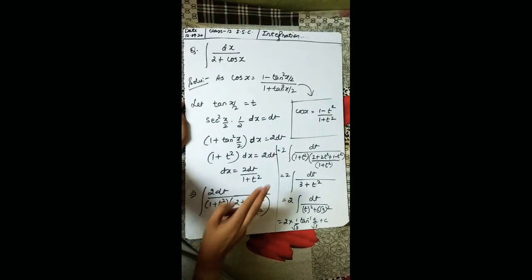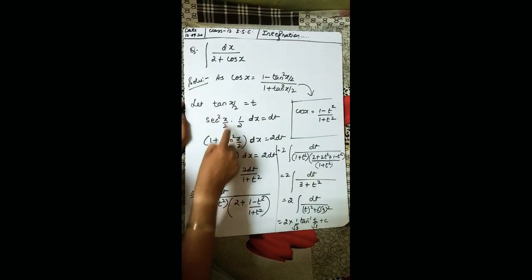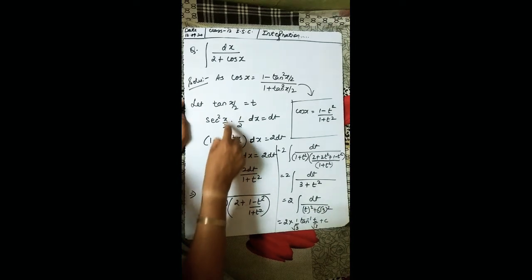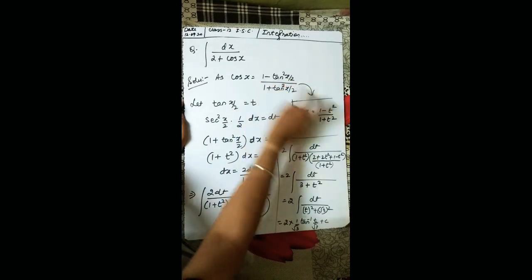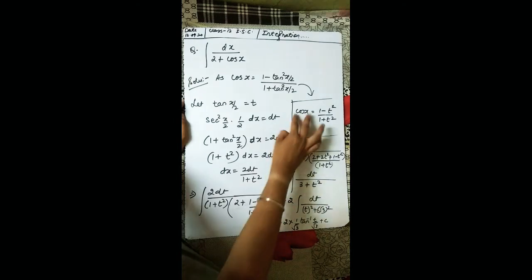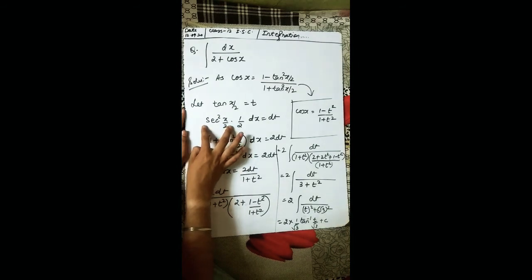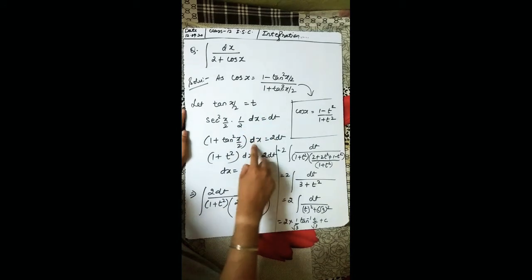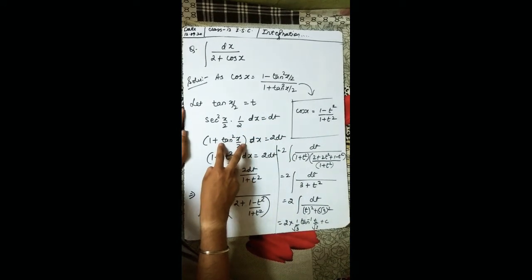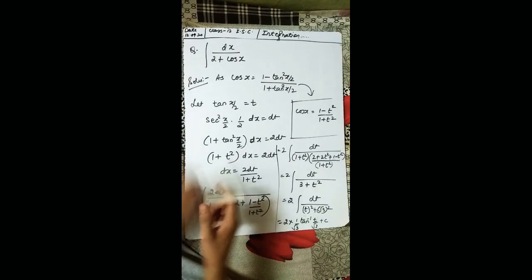Now differentiate both sides with respect to x. So the derivative of tan x by 2 is sec square x by 2 into 1 upon 2, since the differentiation of x by 2 is 1 upon 2, dx is equal to dt. If you put tan x by 2 equal to t, then cos x is 1 minus t square upon 1 plus t square. Keeping it aside, now this sec square x by 2, can we write it as 1 plus tan square x by 2 by identity? Take 2 to that side, dx is equal to 2 dt. Now again, in place of tan x by 2, you put t, so 1 plus t square dx is equal to 2 dt, or your dx value is 2 dt upon 1 plus t square.